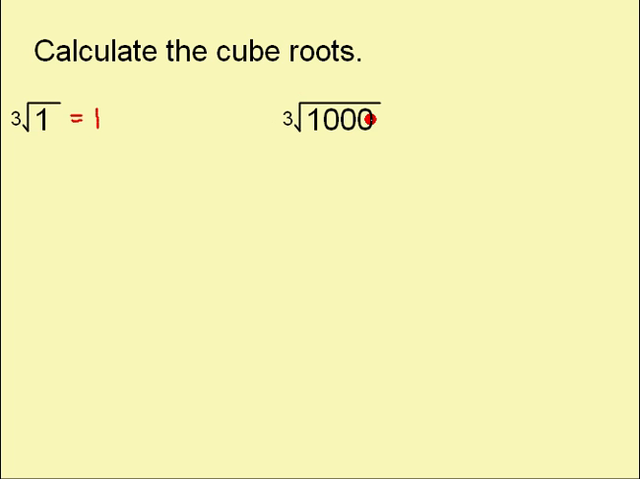Here, I want the cube root of 1000. So I need to know what number I multiply by itself 3 times to make 1000. That's going to be 10. So the cube root of 1000 is 10.